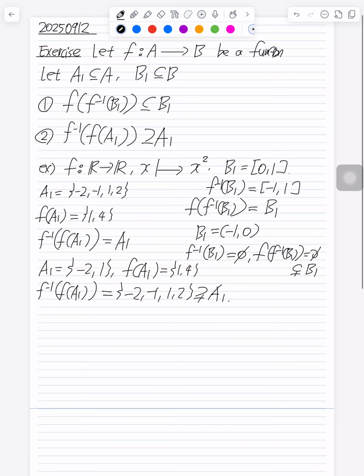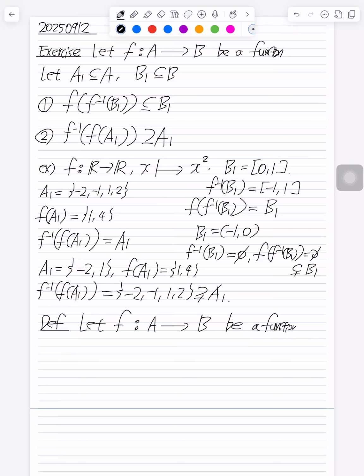Now let's move on to the very important definition. The key structural properties are injectivity and surjectivity, or we also formally call them one-to-one and onto functions. So let's make the same notation. Let f from A to B be a function. So we have the same framework.